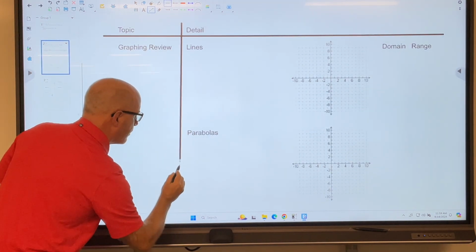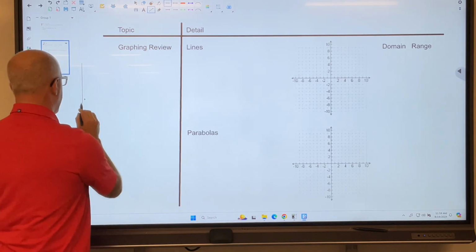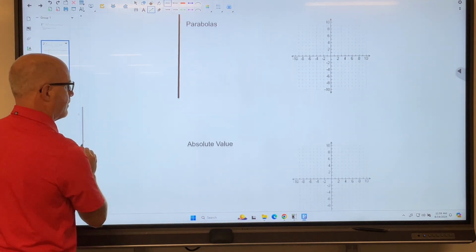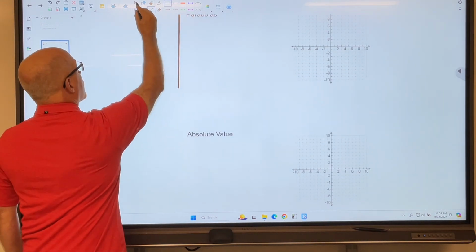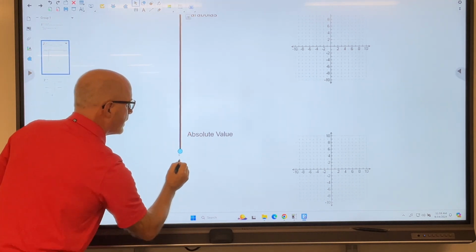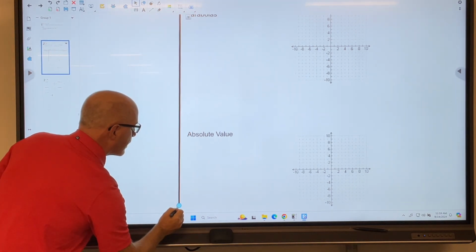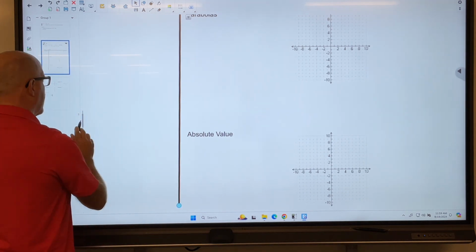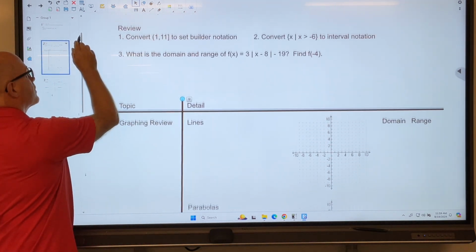And all the way down. So just keep it going all the way down past absolute value here. All right, so that's setting up the two-column notes.